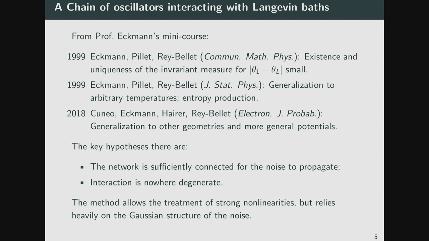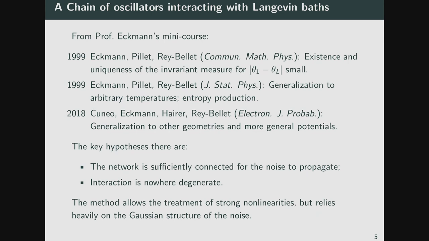But what they assume is that the network is sufficiently connected for the noise to propagate. So they have a controllability condition. It's formulated in terms of the graph of the connections between the different masses. And they have some non-degeneracy assumptions on the interaction, so the coupling potential. Those are beautiful results. They allow for the treatment of strong nonlinearity, which is more than I'm hoping for here.